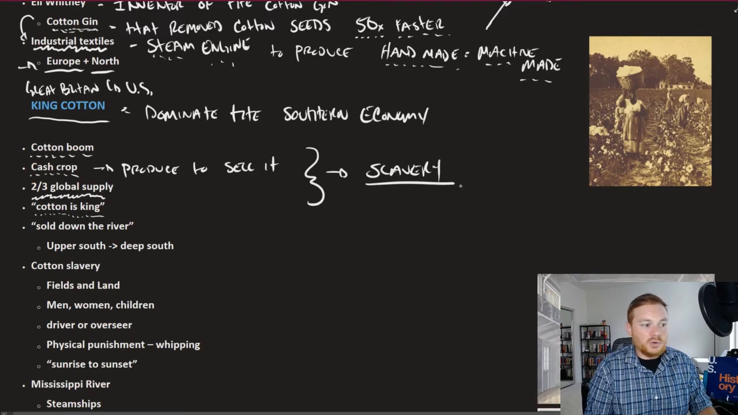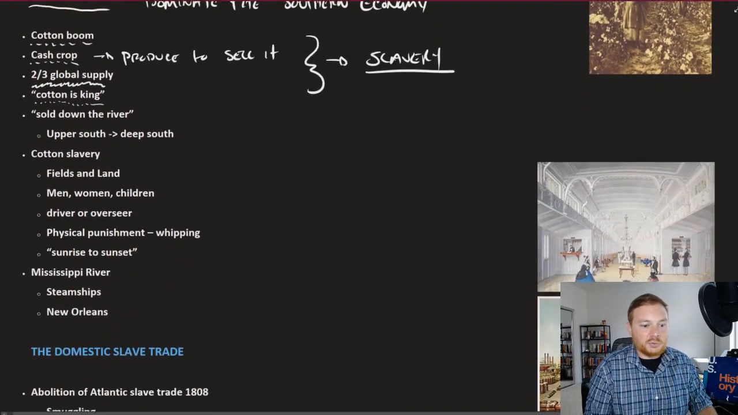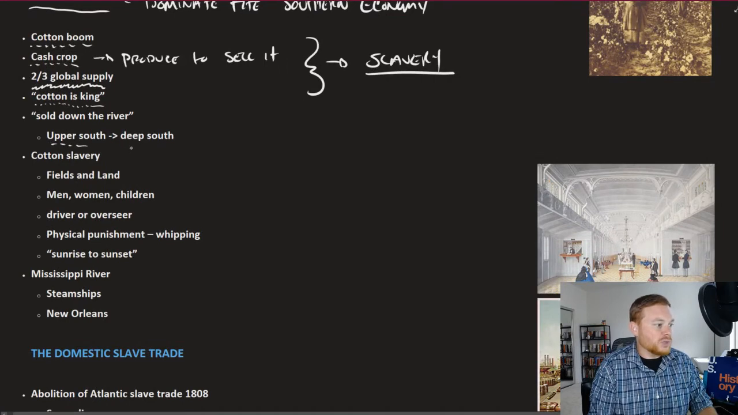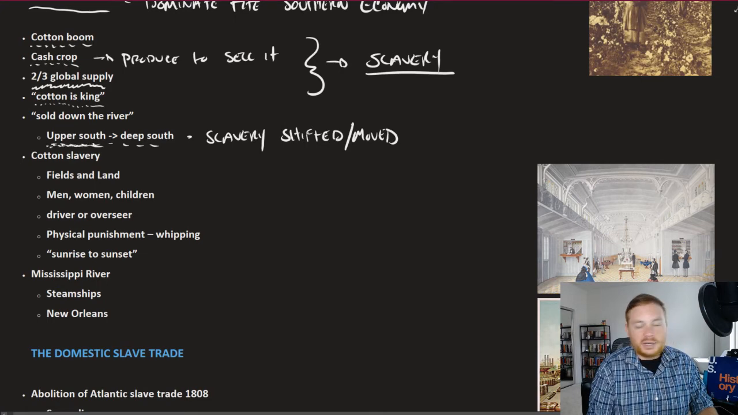Like we said before, slavery had existed in the United States, but it changed. And one of the ways that it changed was that slavery shifted, right? It moved. Where historically most slaves, the highest concentration and the highest number, were in the upper South. Many of those slaves then were quote unquote sold down the river to new cotton plantations in the Deep South.